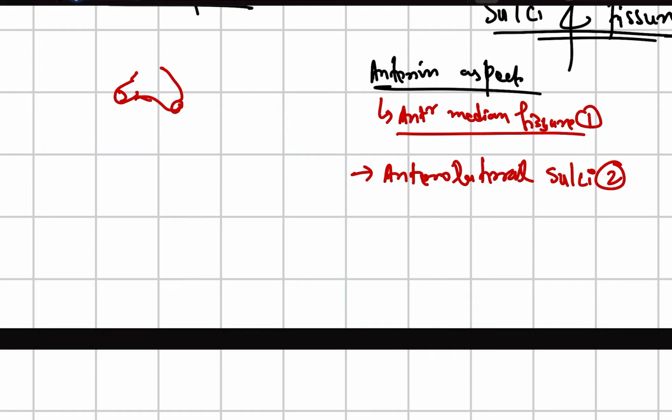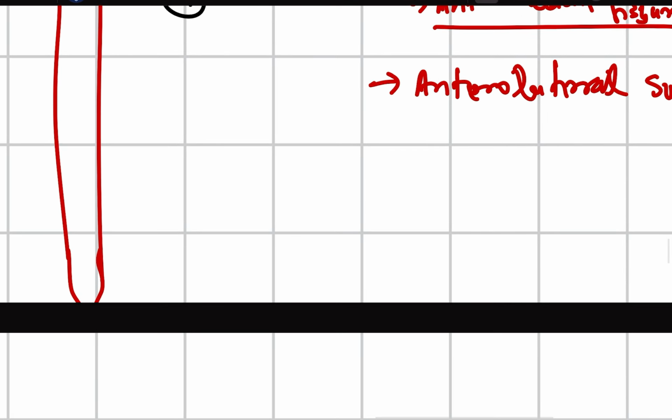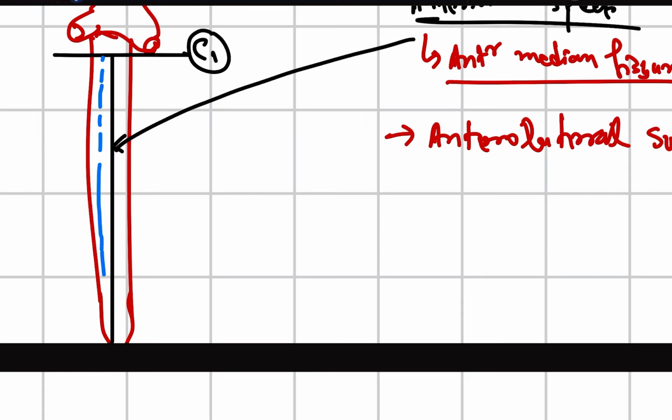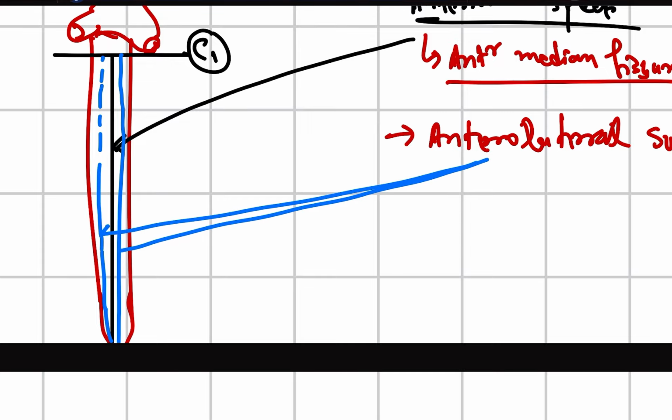Like in the image, when you look, this is the midbrain and below it is the spinal cord. Okay, pons, medulla and cord. So here is C1. In the middle, this is called the anterior median fissure. Beside this, there are 2 anterolateral sulci.